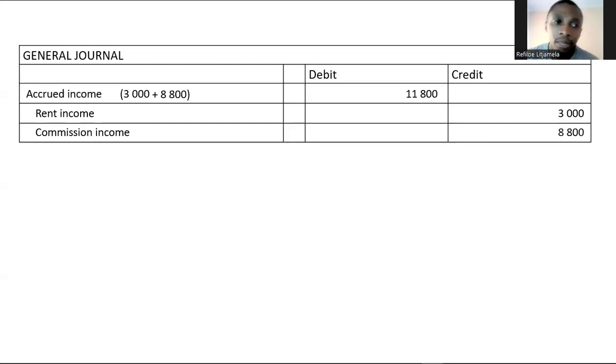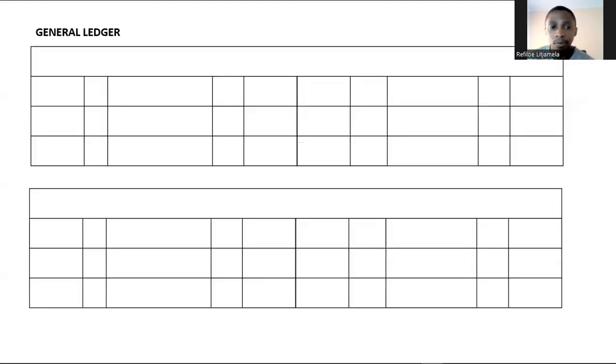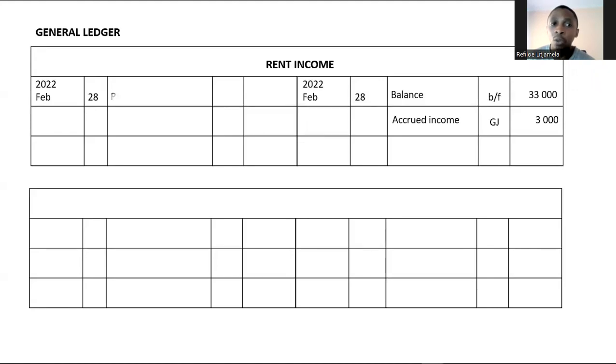And I did explain, what is accrued income? Accrued income is an asset, okay? Just like any other asset, it goes up on the debit side. And when it comes to rent and commission income, both of them are income, and income goes up on the credit side, okay? And then I took you to the general ledger where I said, you'll have your rent income, which was 33,000. We're going to increase it by 3,000, and then it's going to go to 36,000, which is the amount of income earned, which we take straight to our profit or loss account as 36,000.